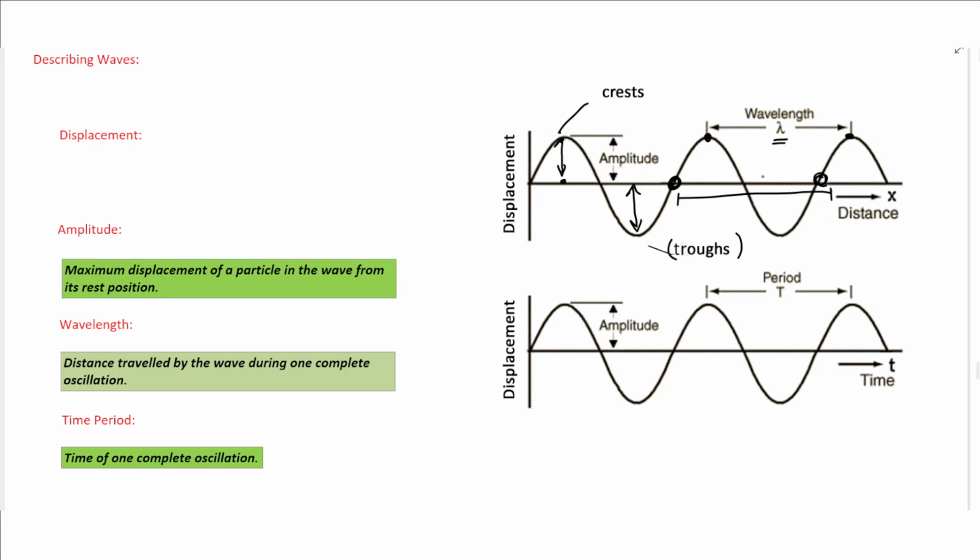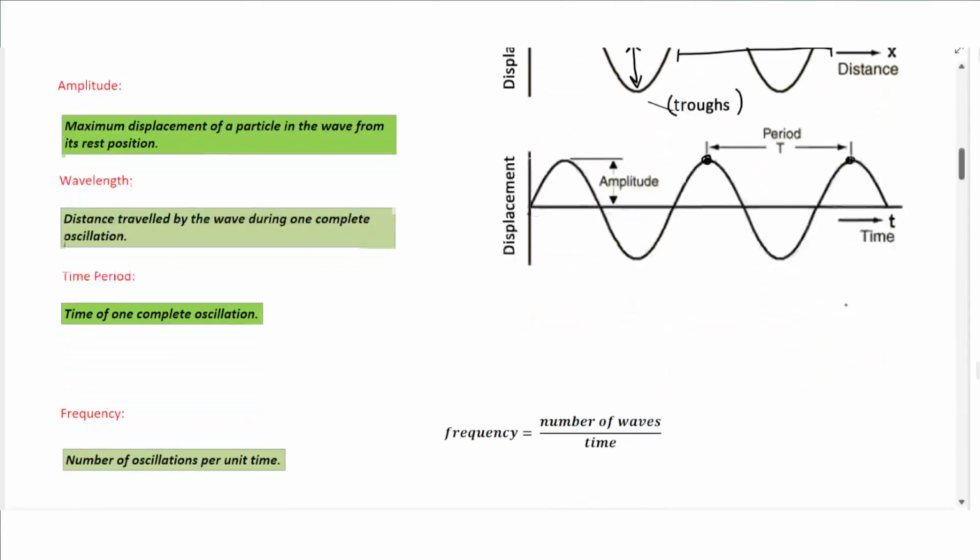From the displacement time graph, you can also get the amplitude, but you can also get the periodic time, which is the time for one complete oscillation. If you want to define the amplitude, you say that it is the maximum displacement from the rest position or the undisturbed position. If you want to define the wavelength, it is the distance traveled by the energy or by one crest during one complete oscillation. If you want to define the periodic time, it is the time of one complete oscillation.